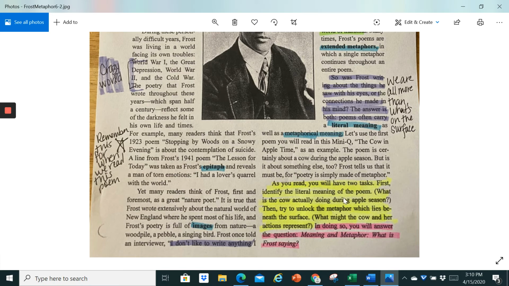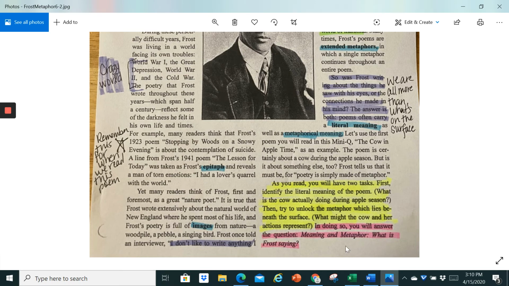First, what's the literal meaning of the poem? What do the words on the page say is happening? Then you have to read between the lines and do that whole figuring out what the poem's really about. And we're going to do that with the next assignment that has to do with cows and apples, which sounds a little weird, but I promise it's not completely strange. So that's your call to action.